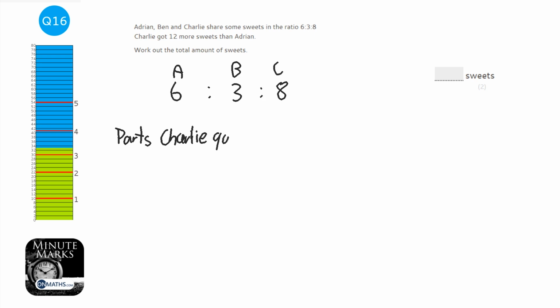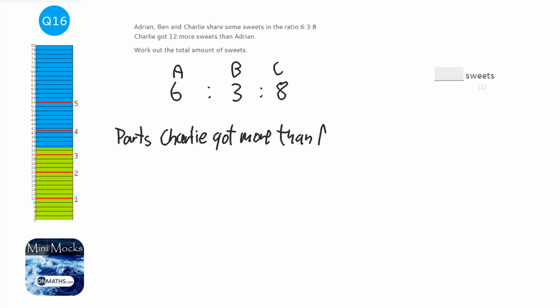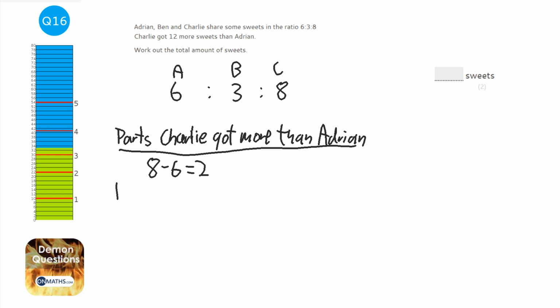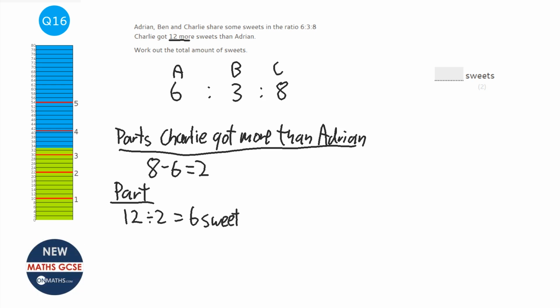Okay, so he got 8 take away 6 is 2. So he got 2 more parts. And so let's have a look and see what 1 part is worth. So those 2 parts equates to 12 more sweets. So we do 12 divided by 2, 6. So each part is worth 6 sweets.